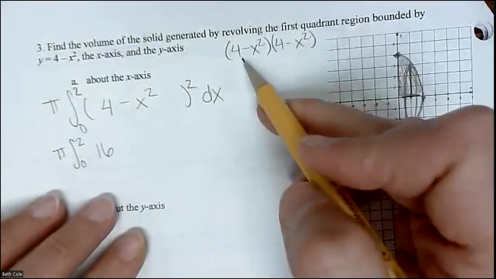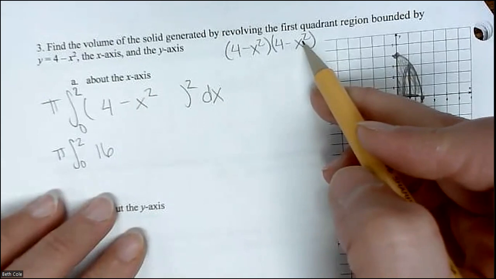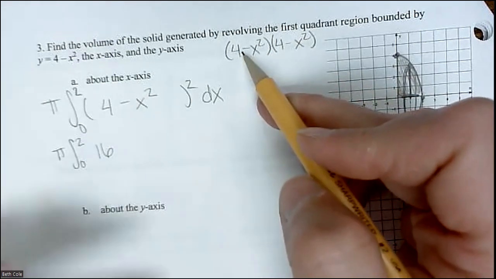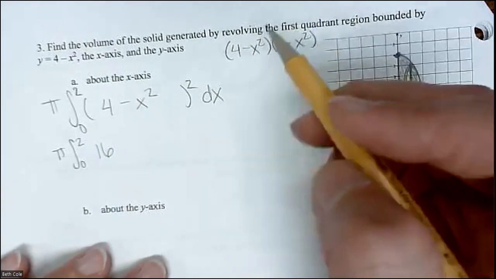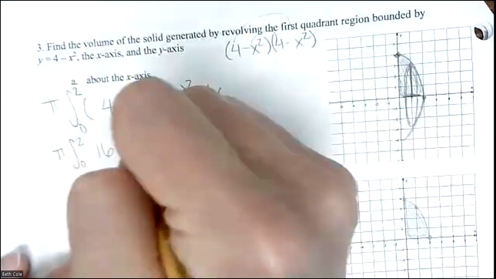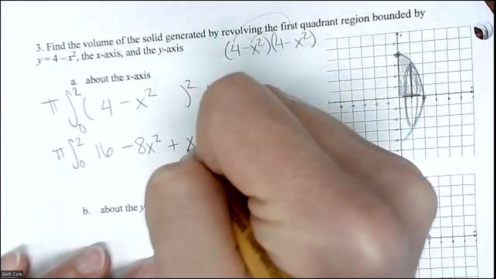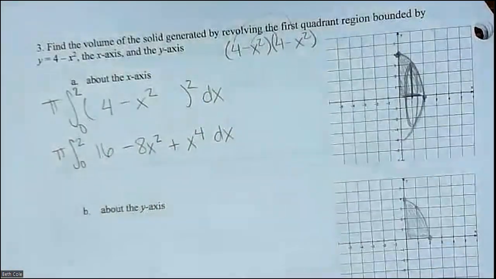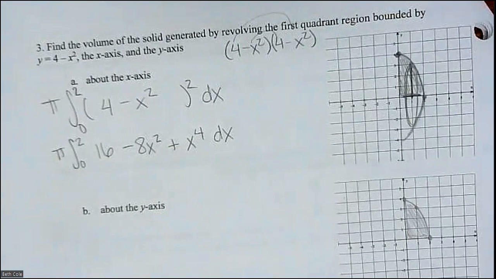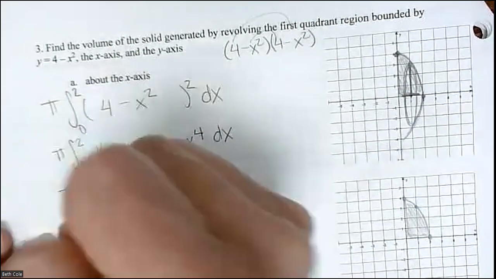And then there will be an x to the 4th at the end. We want to minus how many x squareds? Good, 8 x squared, minus 4 and minus 4, and then plus x to the 4th dx. Sometimes you have to do that. So I'm just making sure your algebra skills are there. And then what is our antiderivative?